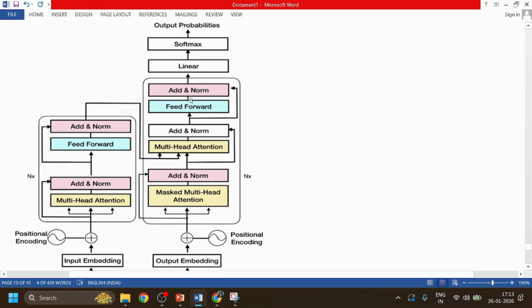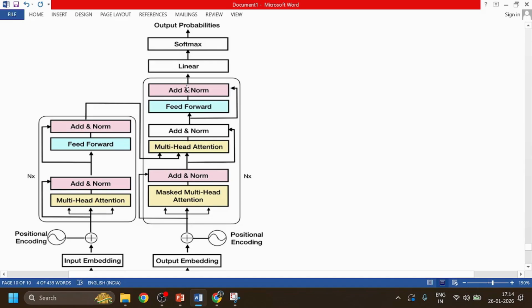Just like the encoder, the decoder also has a feed forward network. You can see here the encoder has a feed forward network and the decoder also has a feed forward network. It refines the information at each position. Again, this happens independently for each word. After this we have the final layers, the final linear and softmax layer.